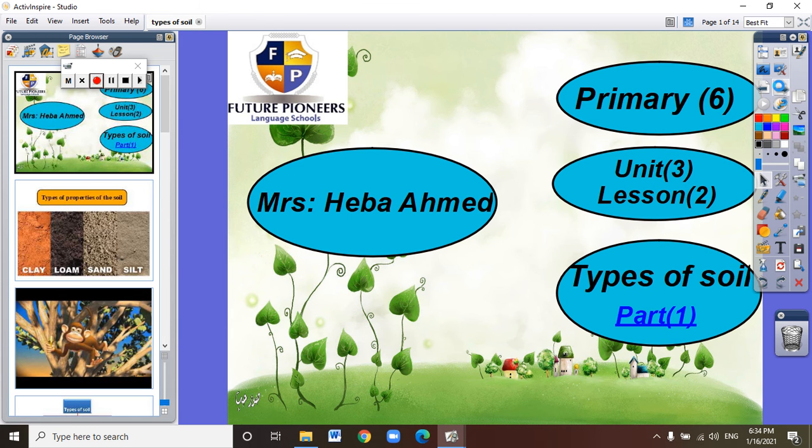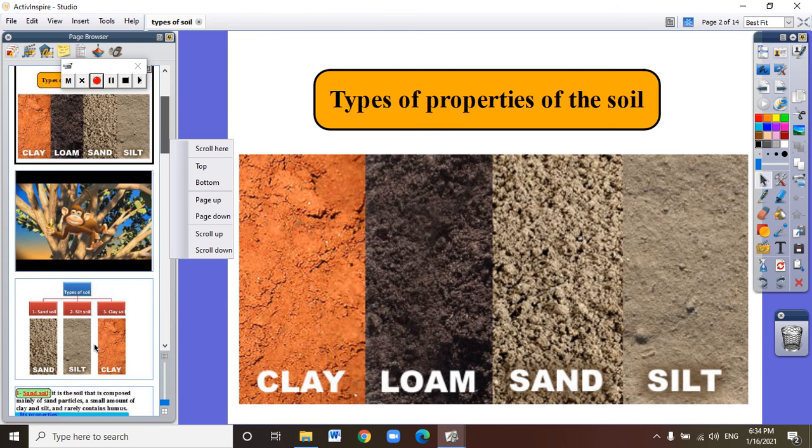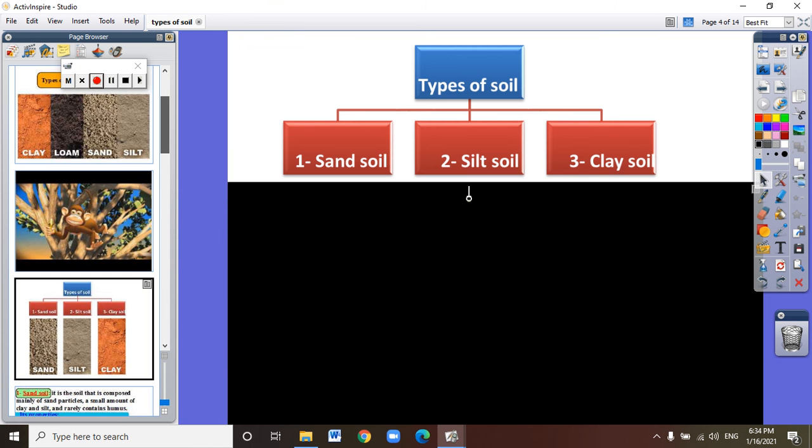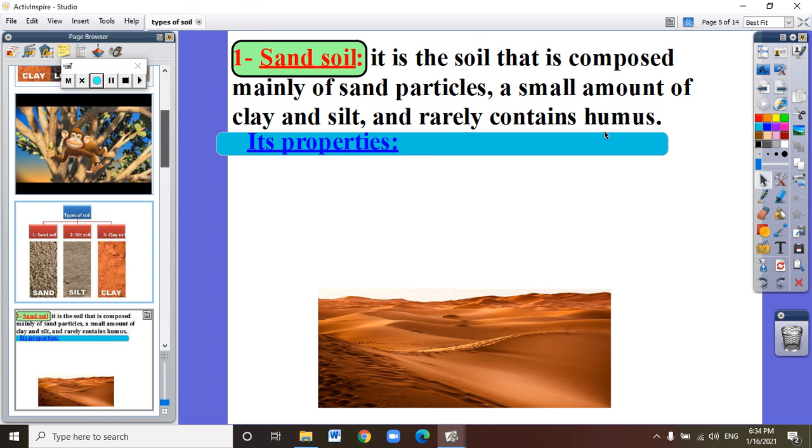Okay, Primary 5. At the first, we must know that we have different types of soil. But in this lesson, we will study these three types of soil: sand soil, silt soil, and clay soil. Sand, silt, and clay. Let's start with the sand.